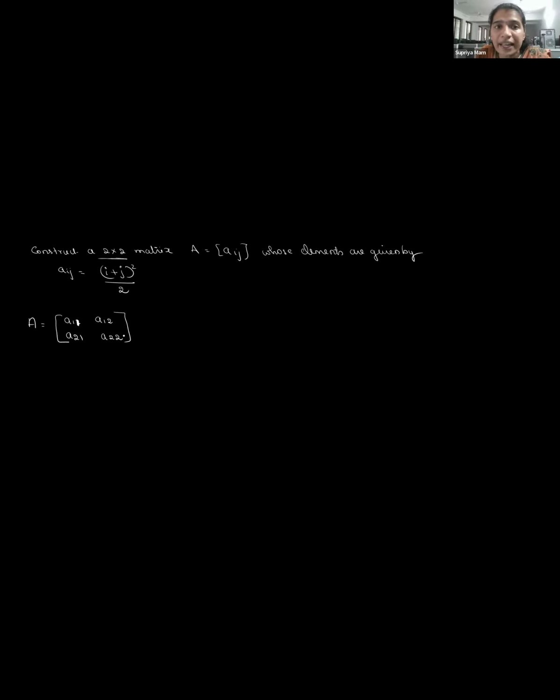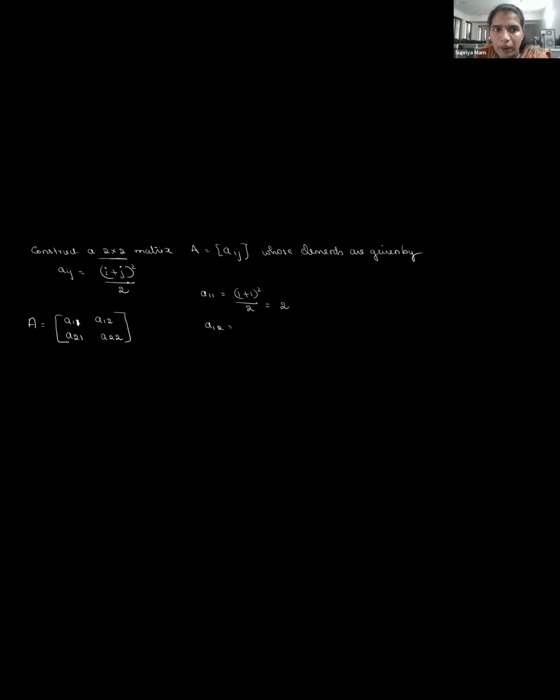Now you need to list the elements. What is given? The ijth entry is given by (i plus j) the whole square divided by 2. So identify one by one. Let me write all the steps in detail. A11: aij is (i plus j) the whole square by 2. So A11 is (1 plus 1) the whole square divided by 2. 1 plus 1 is 2, 2 square is 4, 4 by 2 equal to 2.